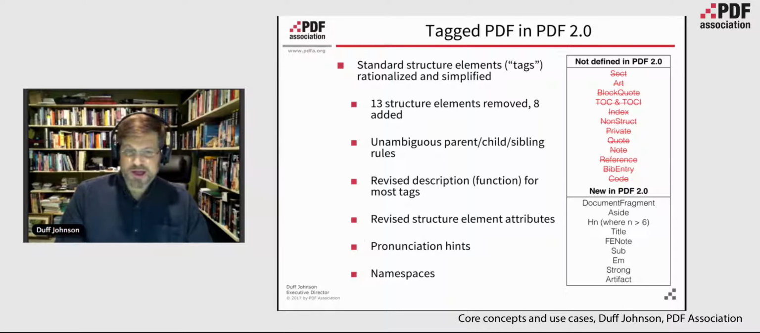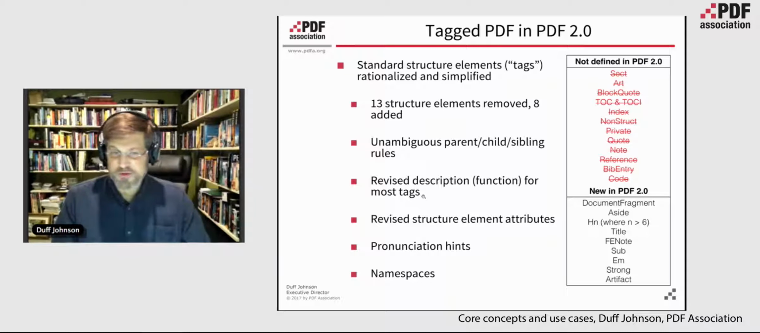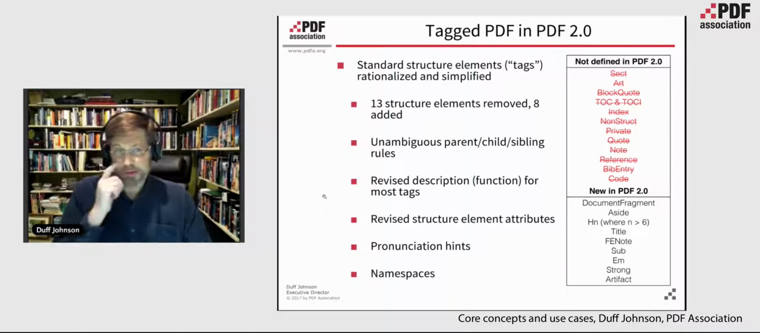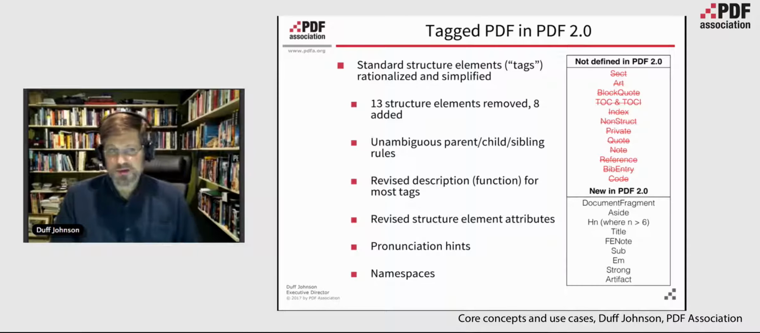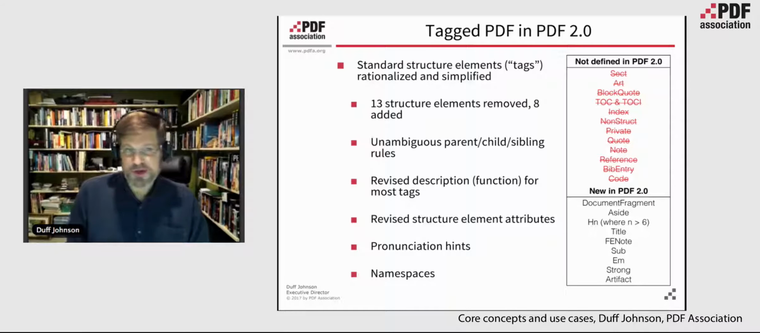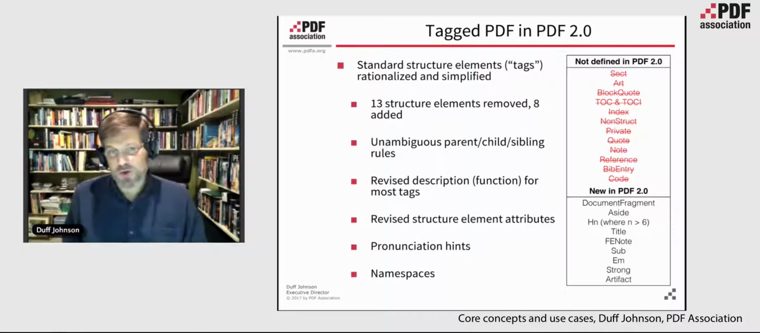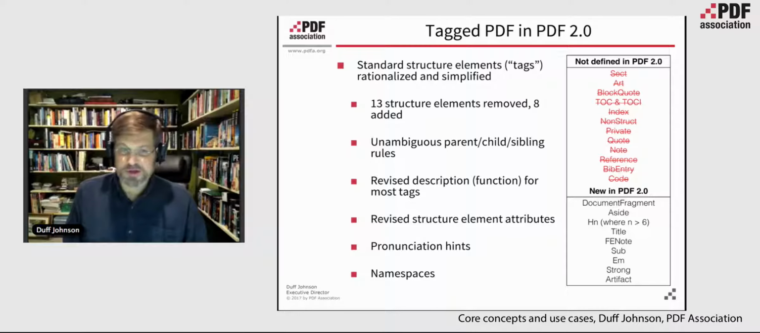Most of the tags that stuck around, the existing tags, even like paragraph and heading and so on, have had their descriptions revised, improved, and made clear. They're unambiguous. In PDF 1.7, it's often not clear whether it's okay to put one kind of structure element inside of another, and all that's clarified in PDF 2.0 with an unambiguous matrix that describes the relationship between the various structure element types. And along with the revised descriptions, their attributes have been reviewed and revised.